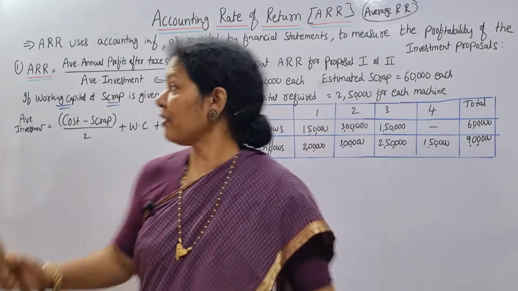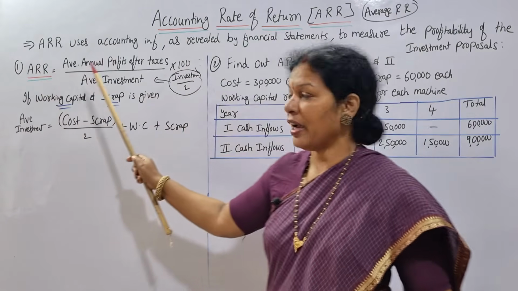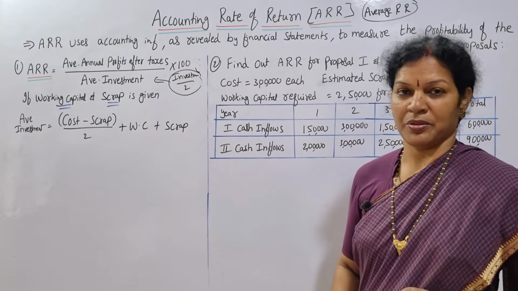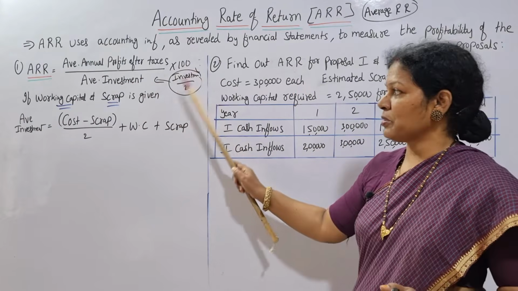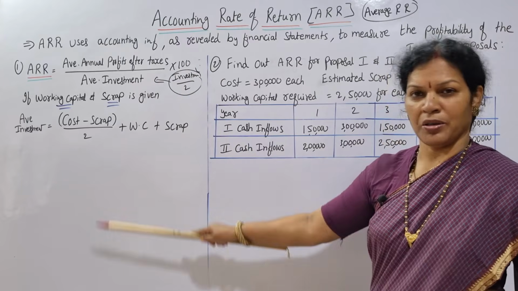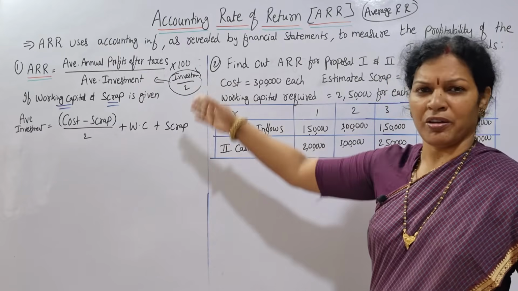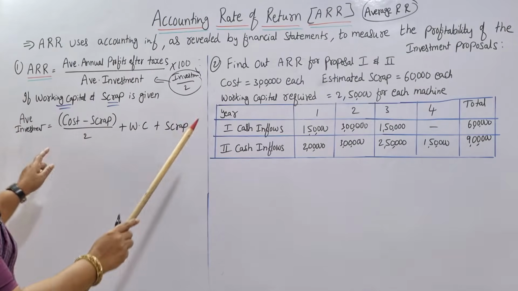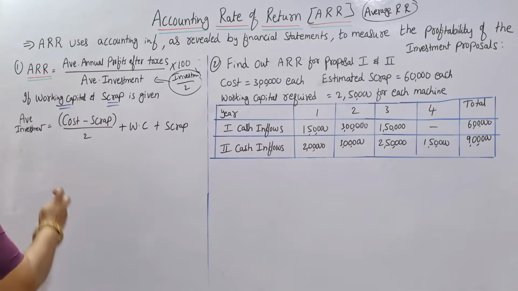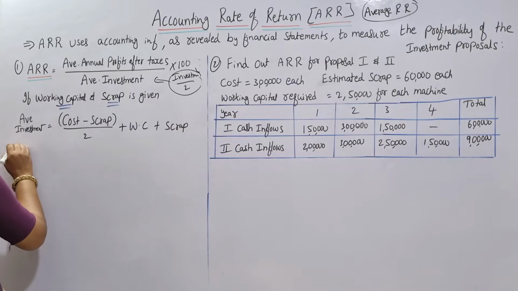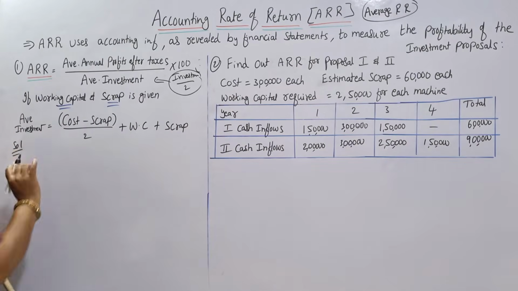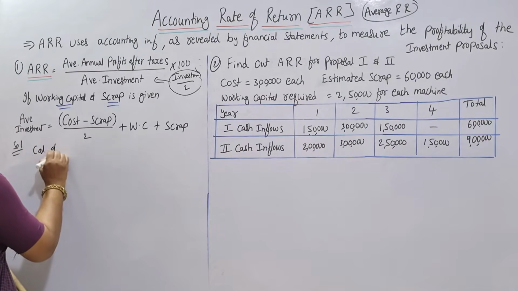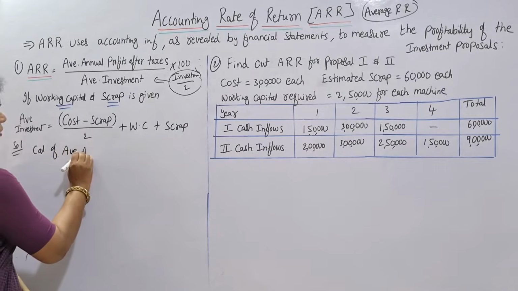And what we have to calculate? ARR. ARR formula is already written: average annual profit after taxes by average investment. We'll do the calculations in small working notes here. Formula already I have written, so I don't want to write the formula. What we have to do? Solution you can say, not working note. Calculation of first average annual profit.